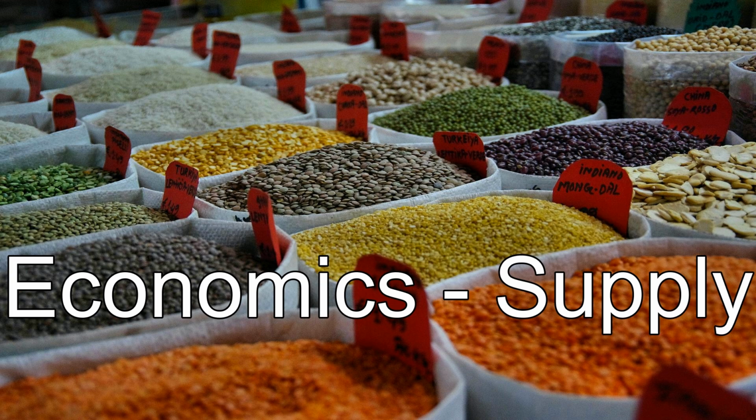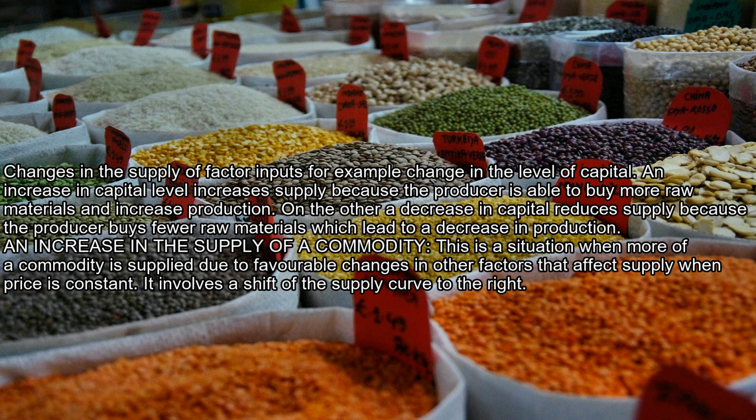Changes in the supply of factor inputs, for example, change in the level of capital. An increase in capital level increases supply because the producer is able to buy more raw materials and increase production. On the other hand, a decrease in capital reduces supply because the producer buys fewer raw materials, which leads to a decrease in production.